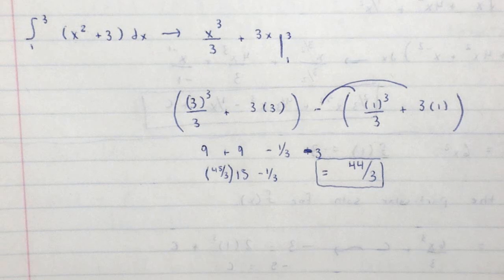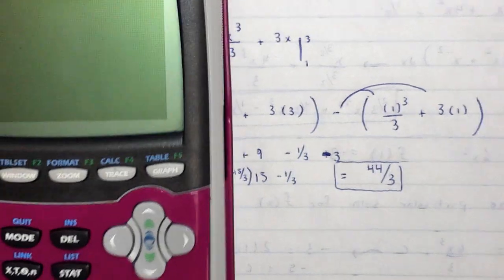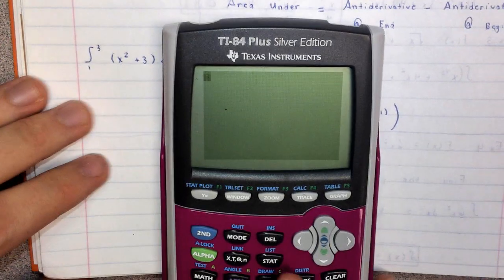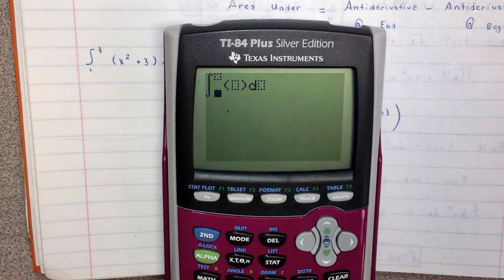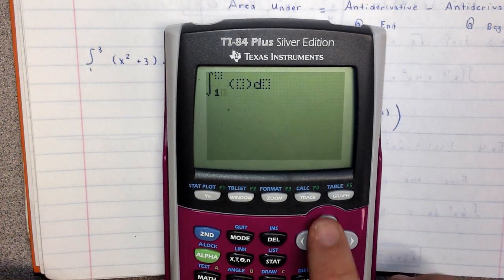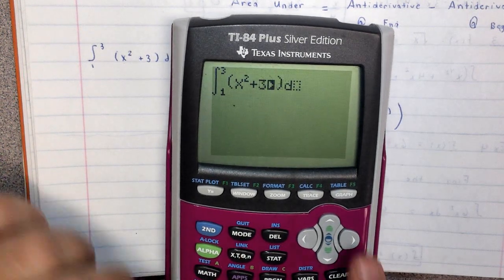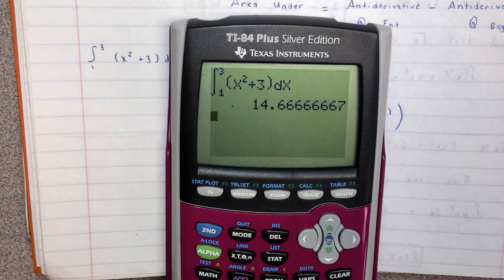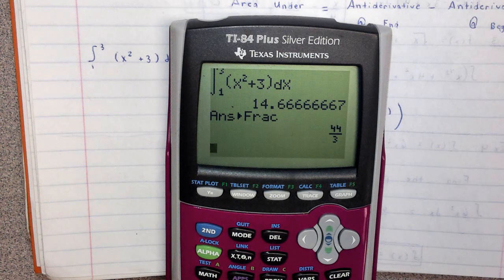Now, we have a way to check this, don't we? Let's go to the calculator, see if that's actually true. My calculator, remember I go to math where? Math 9. Integrating from 1 to 3, x squared plus 3 dx. 14.666667. Let me turn it into a fraction. 44 over 3.